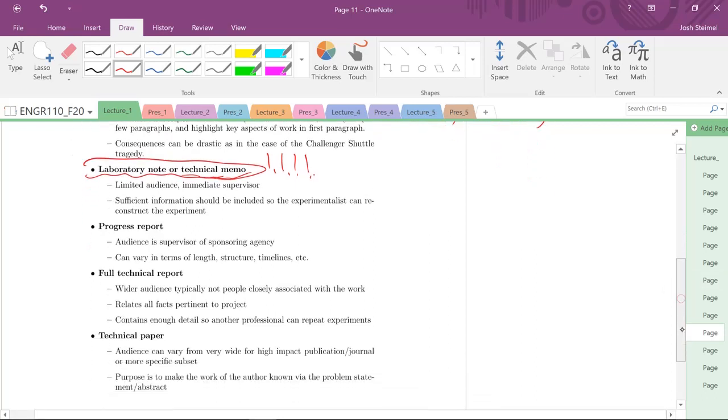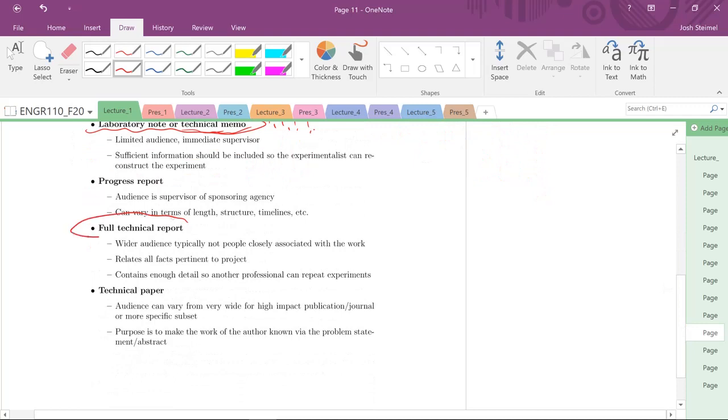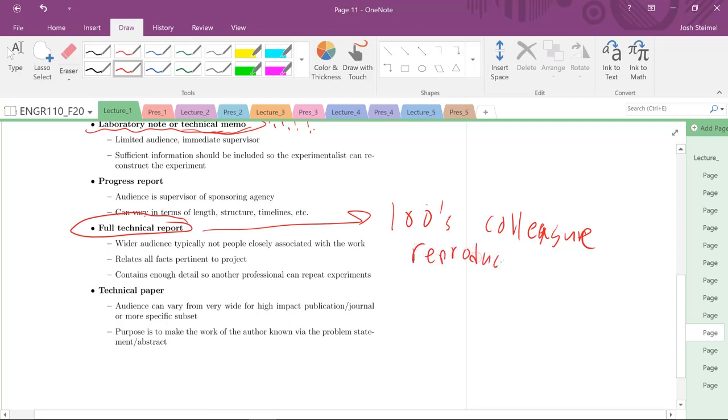This is in really stark contrast to a full technical report, which could be hundreds of pages long with lots of figures. It's meant for basically the colleague in the lab right next to you. We use that full technical report to reproduce experimental results. So it's a guideline, and it is what the name says, a technical document.